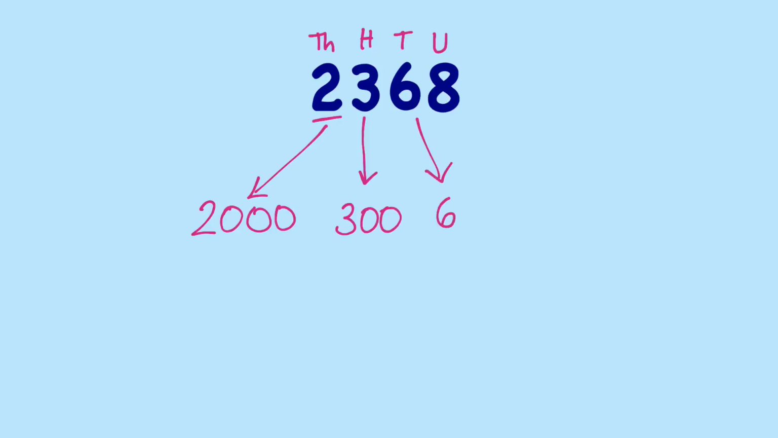2,368. I've got the number 2 in my thousands column, so that means it must be 2,000. And then in my hundreds column I've got 3, which is 300. In my tens column I've got a 6, which is 6 lots of 10, which is 60. And in the units column I've just got 8 units. So I can put these numbers together: 2,000 plus 300 plus 60 plus 8 gives me 2,368.